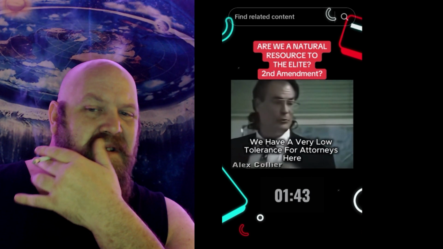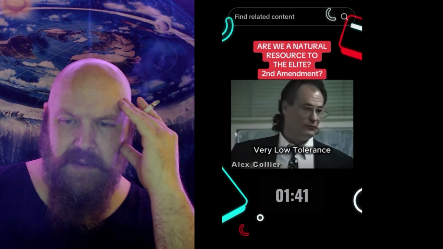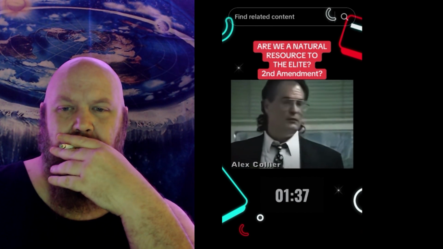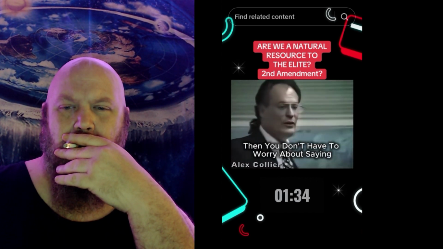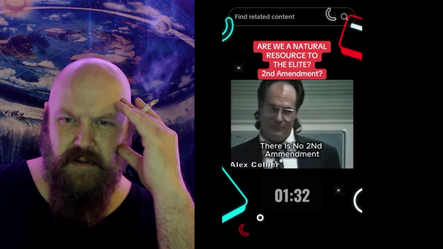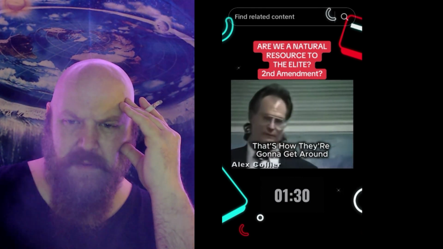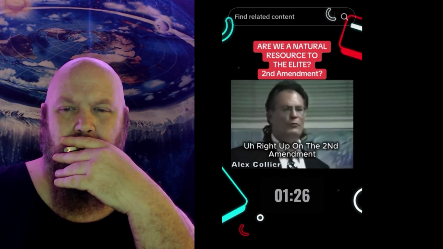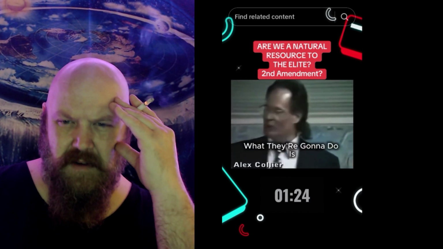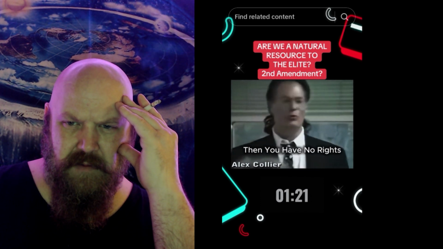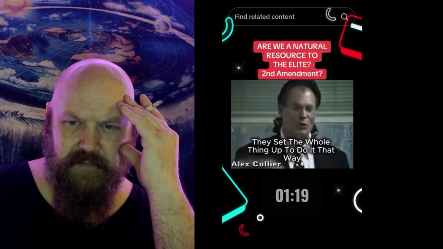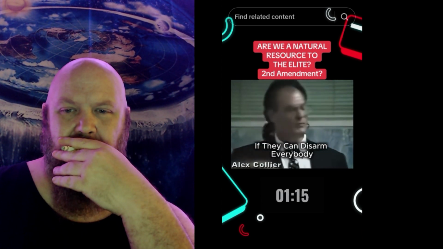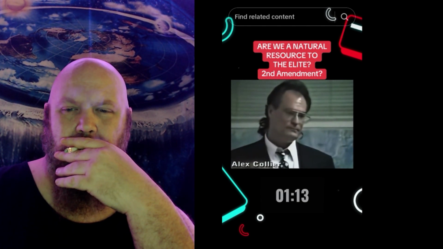You know, and we have a very low tolerance for tyrannies here. Very low tolerance. And if they can disarm everybody, and if they do suspend the Constitution, then you don't have to worry about Second Amendment infringements. There is no Second Amendment. That's how they're going to get around it. There's no way they're going to ratify the Second Amendment. What they're going to do is they're going to suspend the Constitution. Then you have no rights. They set the whole thing up to do it that way. If they can disarm everybody, then it's done. It's over.